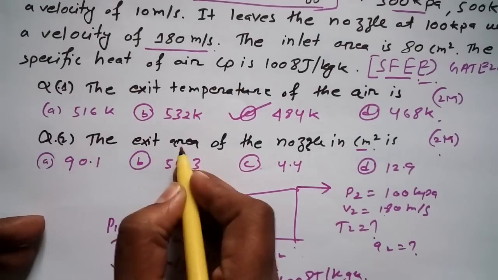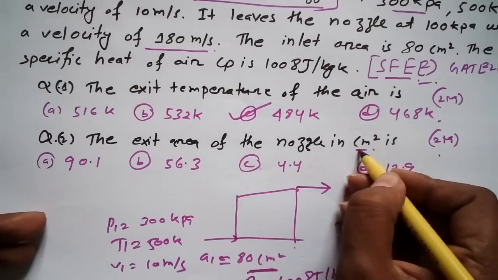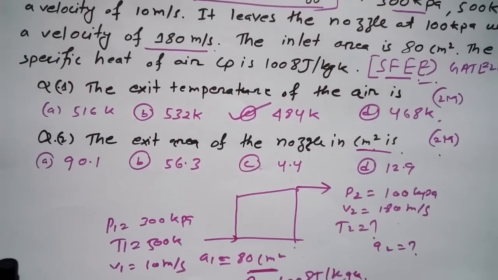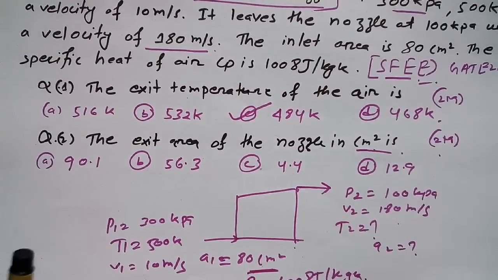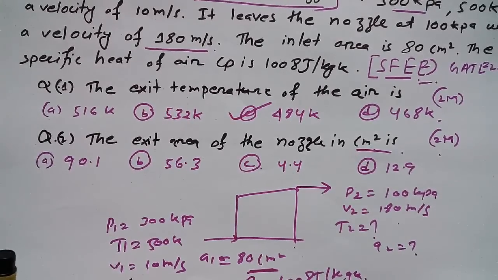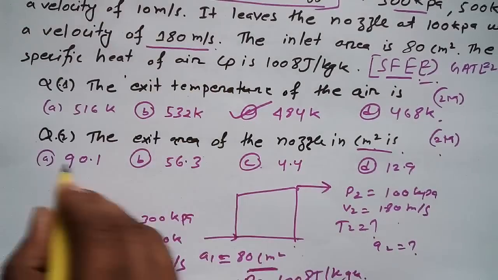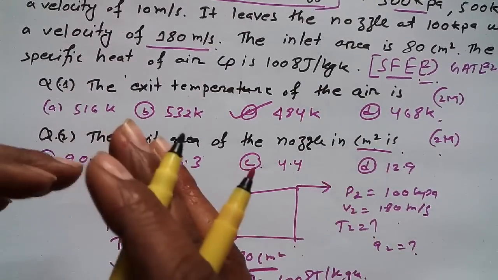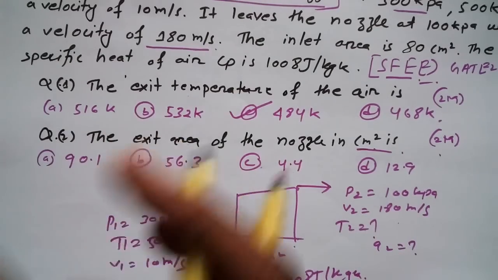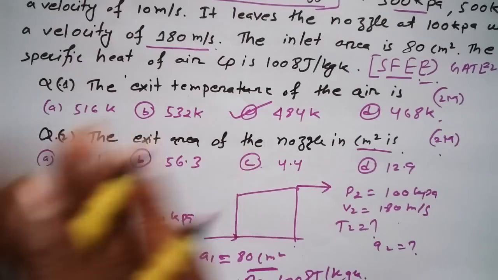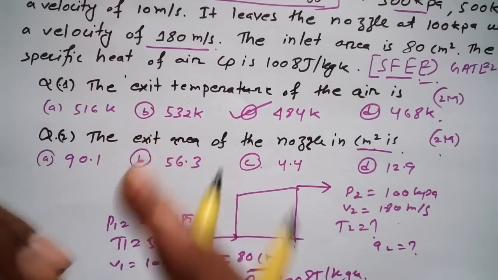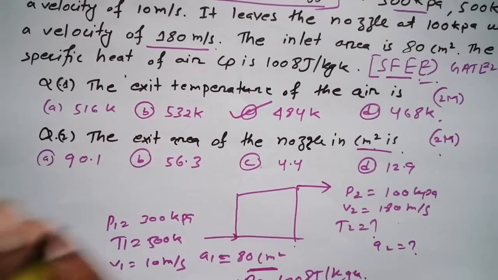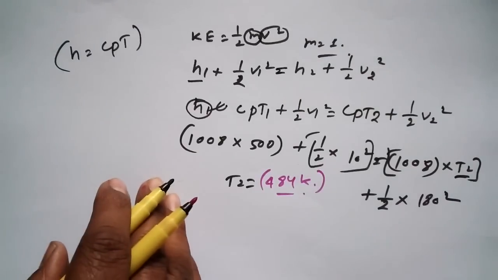What we have is the exit area of the nozzle in centimeter square. Here you are going to make a lot of mistakes, and you are also going to get an answer among these 4 options, because the options were also calculated that way. Which way do we have to solve the question? Well, I am going to tell you.